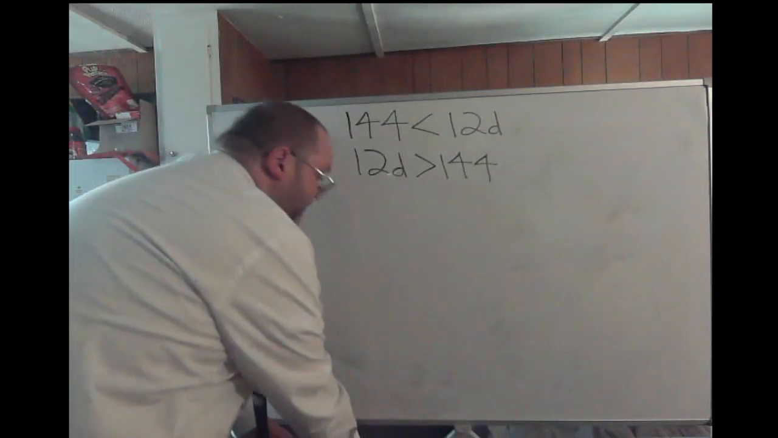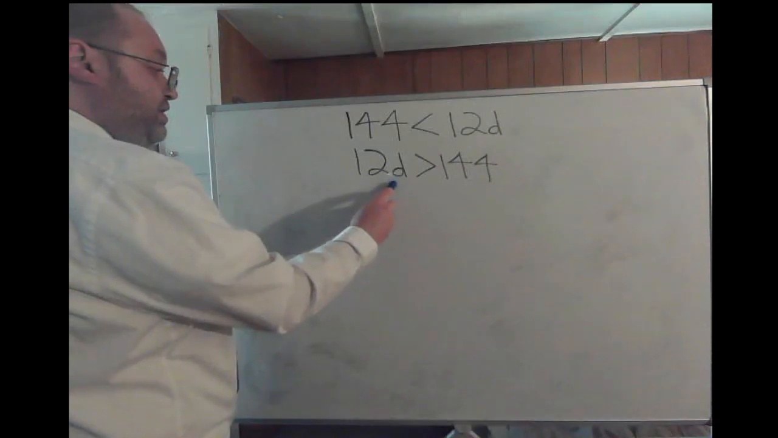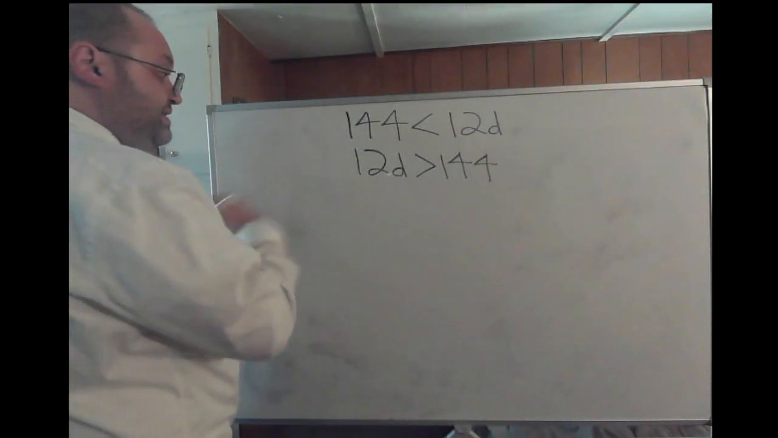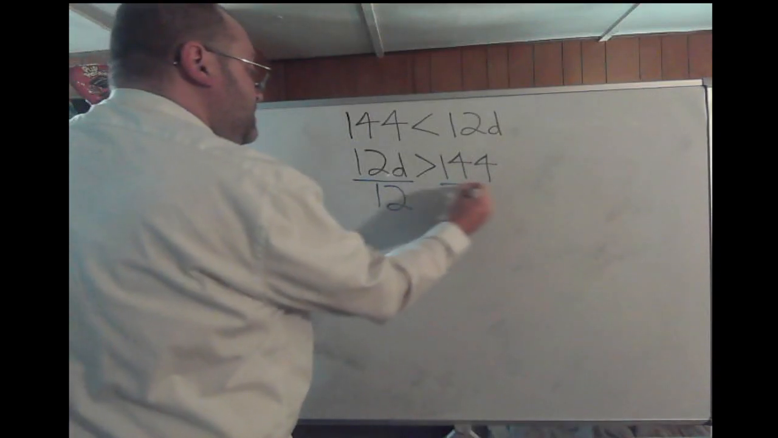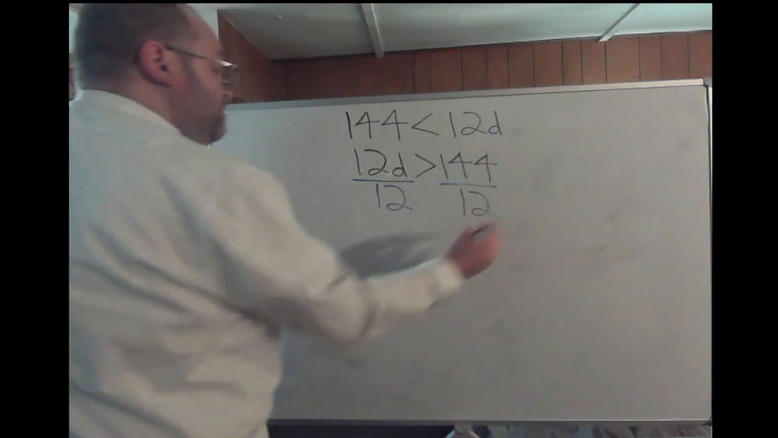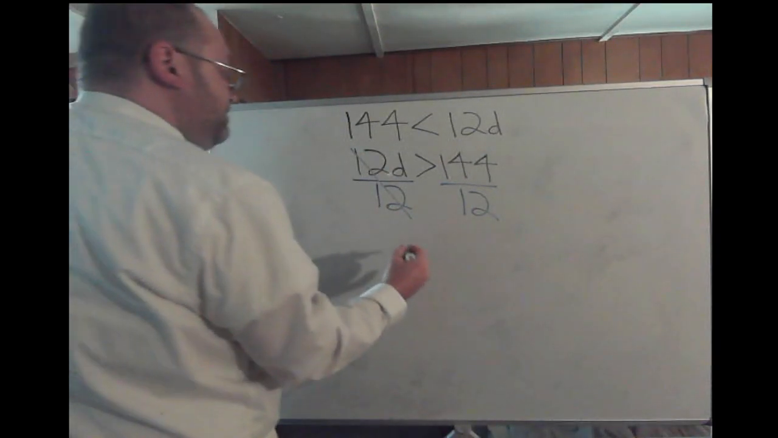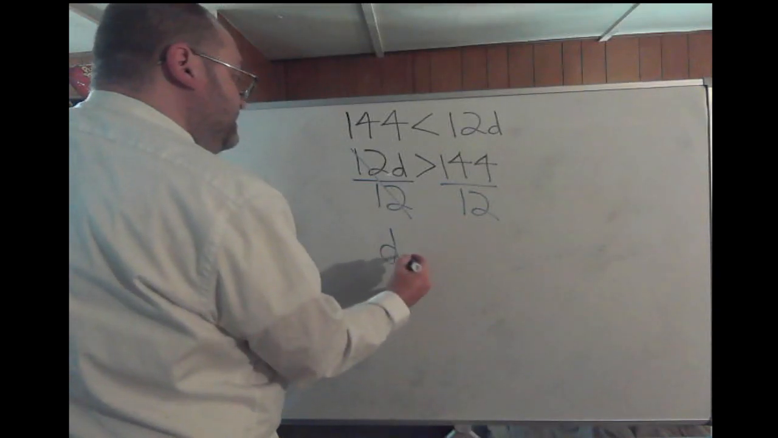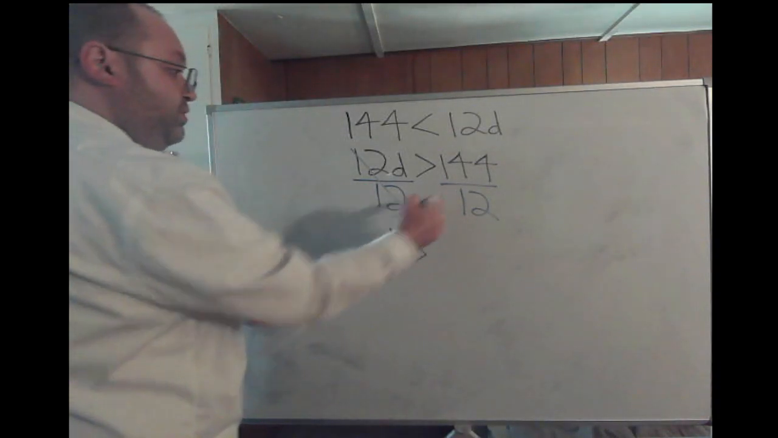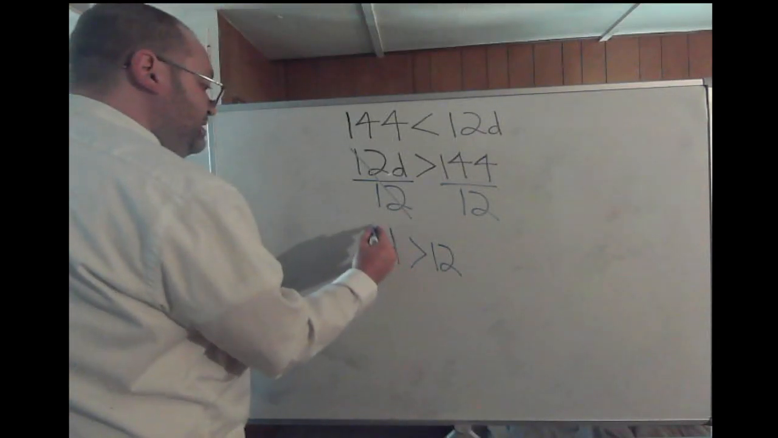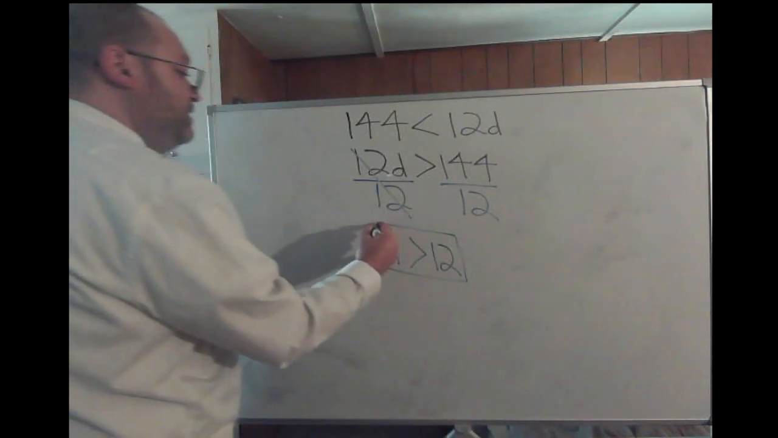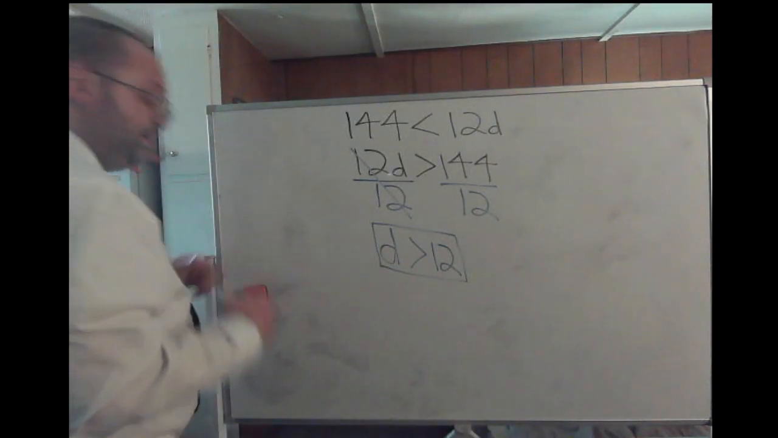Now we got this in a form we can work with. Well, we have 12d. We want to solve for just d, so you divide both sides by 12. Well, left side, the 12's cancel out, so you're left with d is greater than 144 divided by 12. Well, that would just be 12. So d is greater than 12. That would be the answer you get.